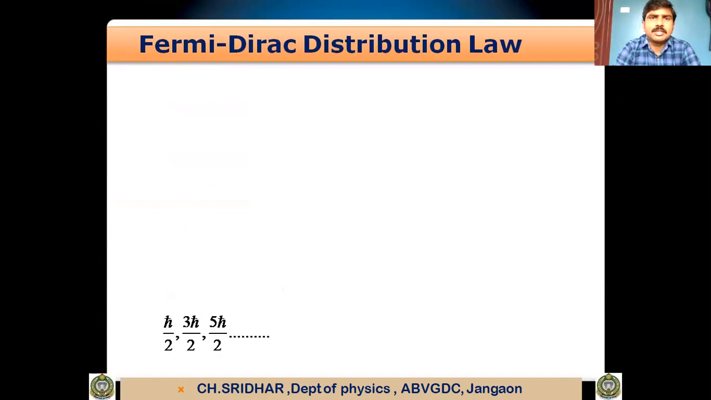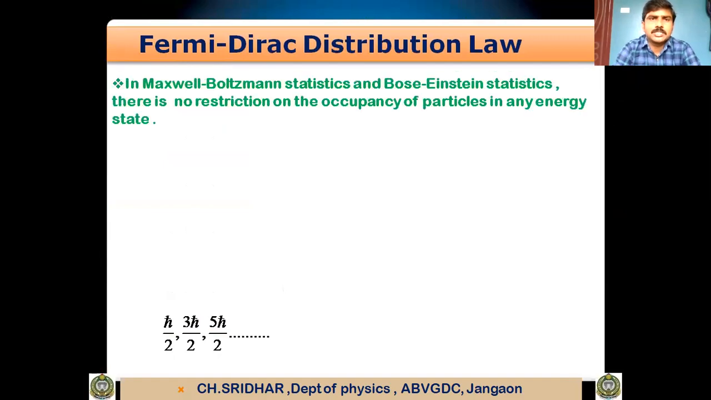So, Fermi Dirac distribution law. In the Maxwell-Boltzmann statistics and the Bose-Einstein statistics, there is no restriction on the occupancy of particles in any energy state. So as far as the Maxwell-Boltzmann statistics and Bose-Einstein statistics are concerned, there is no restriction on the occupancy of particles in any energy state.